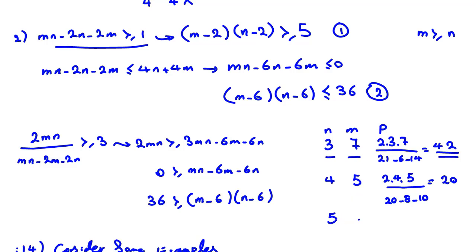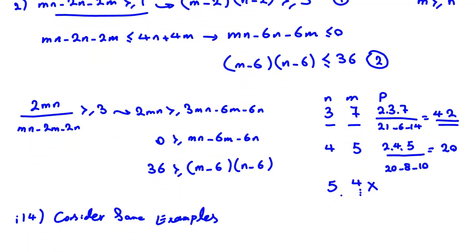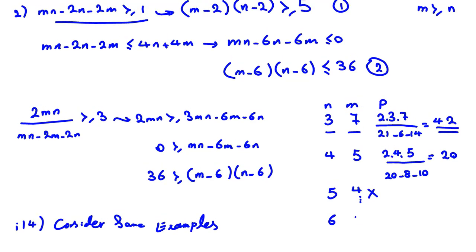So 5, we know it is 3. 5, 4, we've considered. When we considered 5, 4, if we consider any number greater than 4, we found better than that. So we shouldn't consider this because with 5, 4 also, P was smaller. Now let's consider 6. If it is 6, 6, 3, let's check.